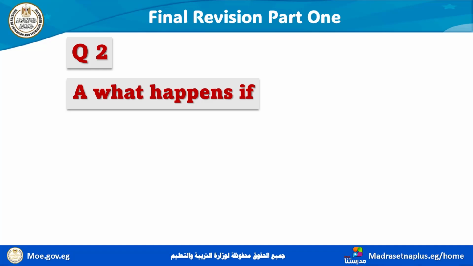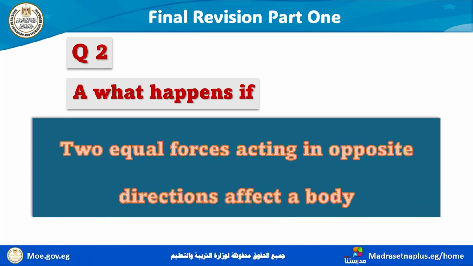What happens if number 2, equal forces acting in opposite directions affect a body? If two equal forces act in opposite directions on a single body, they form balanced forces. As a result, the net force will be equal to 0. Since the forces are equal in magnitude but opposite in direction, they mathematically cancel each other.